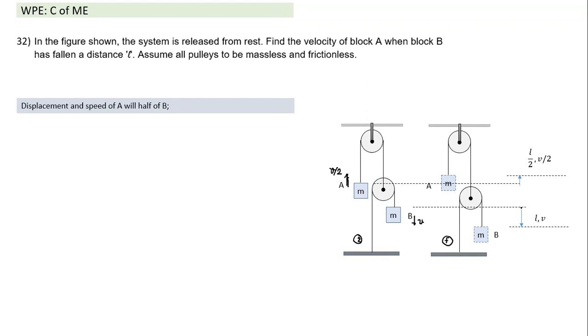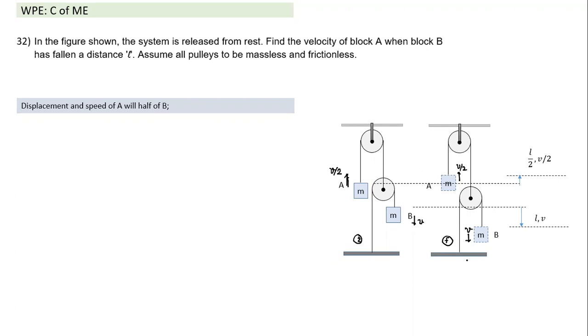It has moved by a distance L. Clearly you see block B has moved by distance L and has a velocity V. What has happened to A here? A has moved up by distance L by 2, because the velocity is half and the displacement also is half. If this is velocity V, at this instant it has velocity V by 2. So at this particular instant, this velocity is V and this velocity is V by 2.